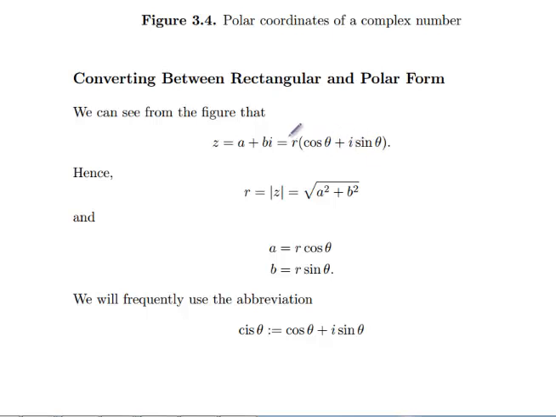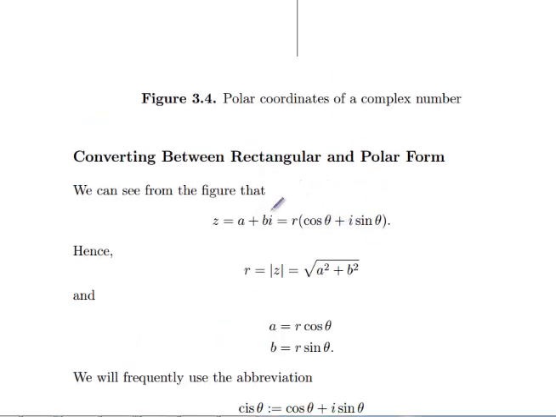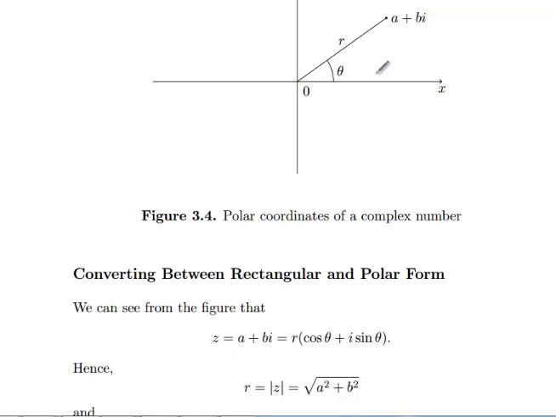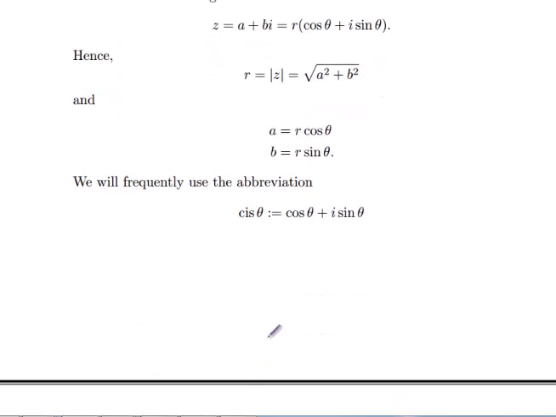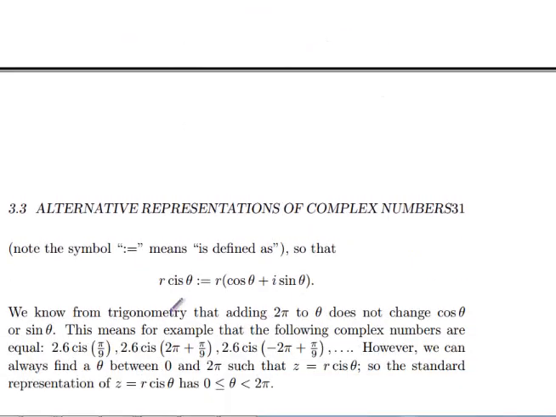Okay, so here we're just using some trigonometry: a plus bi, the x component, is given by r times the cosine of theta. The y component is given by r times the sine of theta. If you draw this triangle, you'll see that. And this shorthand notation, cosine plus i sine theta, we write that as cis theta. So we can write complex numbers in polar form in this way, r cis theta, where r is the absolute value and cis theta expresses the argument.